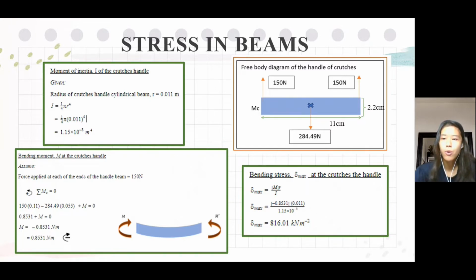Next, the bending moment at the crutch handle, assuming normal force applied is 150 Newton at each handle beam. By knowing the sum of bending moment is 0, we can know that the value of the bending moment is equal to 0.8531 Newton meter. Lastly, the maximum bending stress at the crutch's handle. After obtaining the value of moment of inertia and the bending moment, we use this formula. We will obtain the maximum bending stress, which is 816.01 kilonewton per meter square.